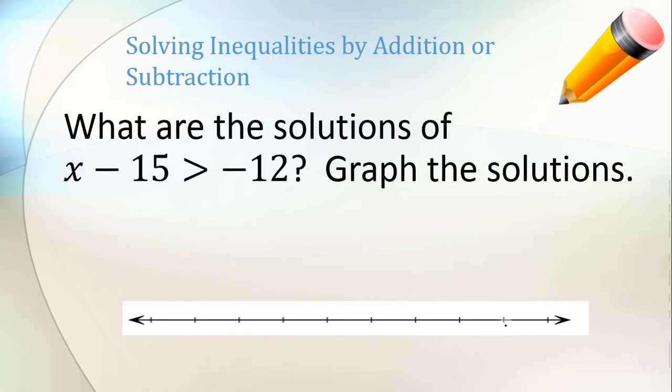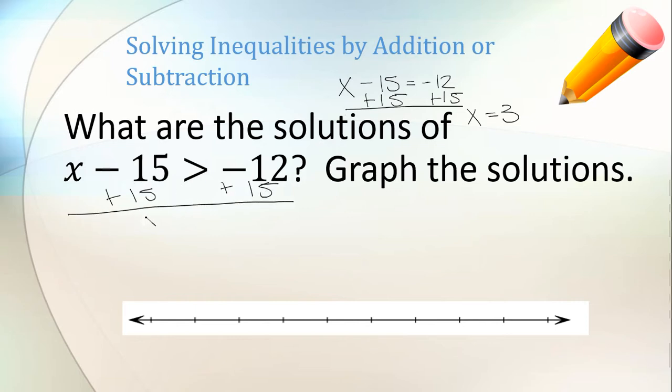So we need to solve inequalities by addition or subtraction. Now, approach this just like this would have been an equal sign. So I'm going to ask you, how would you have solved a problem like that? You're going to add 15, right? And we would get x equals 3. So same thing applies here, but we just have a greater than symbol. I'm going to add 15 to both sides. And we're going to get x, carry the inequality symbol down, greater than 3.